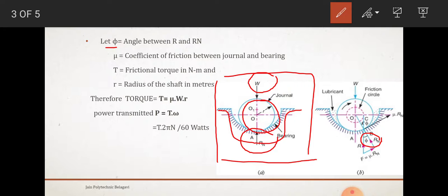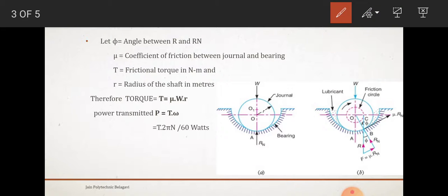Next, mu. Mu is the coefficient of friction. How do we find the coefficient of friction? It is the ratio of frictional force to the normal reaction, that is Rn. Next, T. What is T? T is the frictional torque, which is measured in Newton meter, and R is the radius of the journal or shaft in meters.